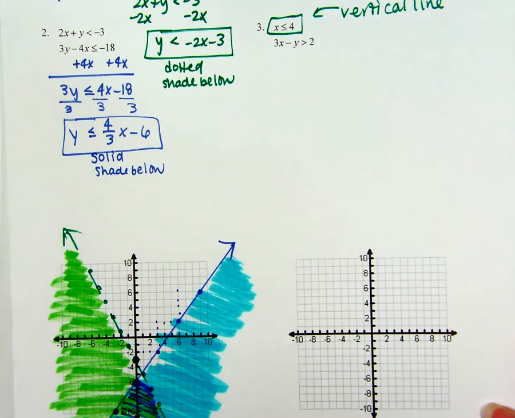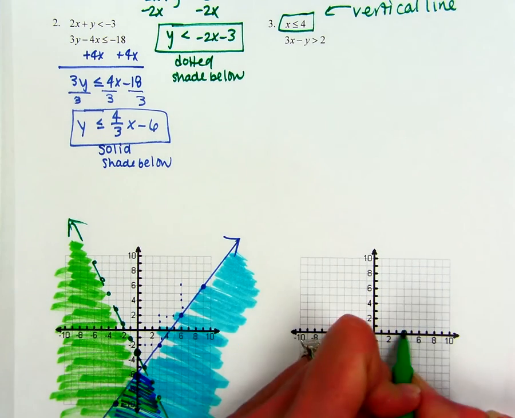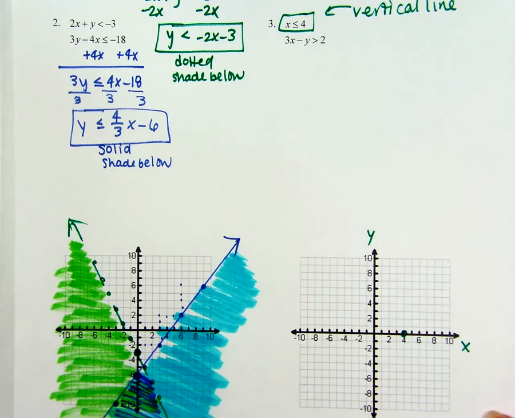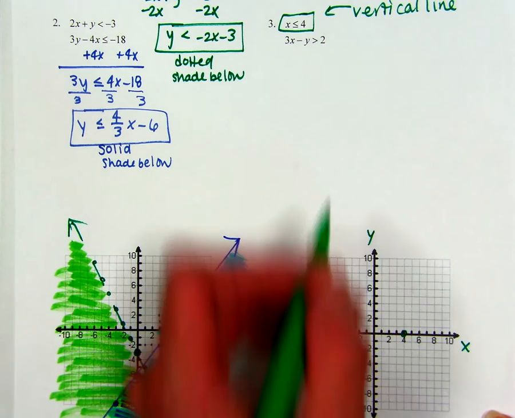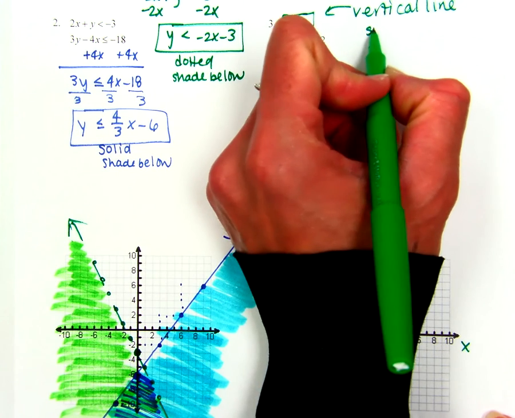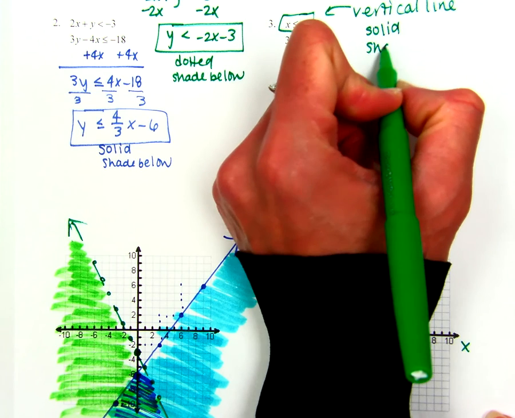So when I draw it, I go to 4 on the x-axis. Right? Don't forget which one is x and y. I need a vertical line. I need to decide is it dotted or solid. Well, it's less than or equal to, so that's a solid line. And I would shade below.